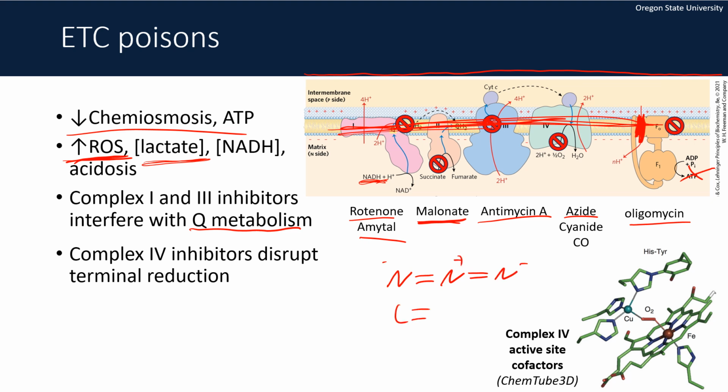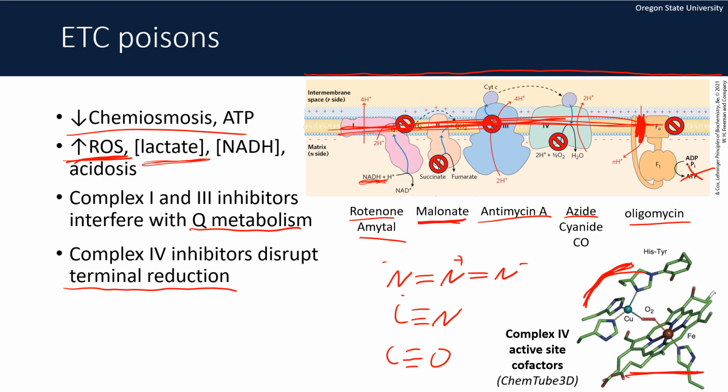Cyanide and carbon monoxide. All of these compounds are going to disrupt terminal reduction, the dumping off of electrons onto molecular oxygen at complex 4. And the reason why they do that is because complex 4 relies on a heme cofactor working together with this copper cofactor to bind and reduce dioxygen.